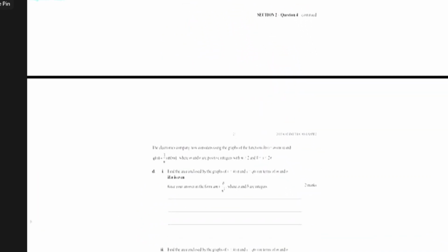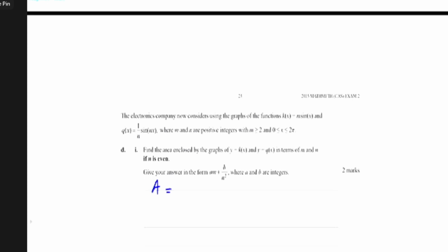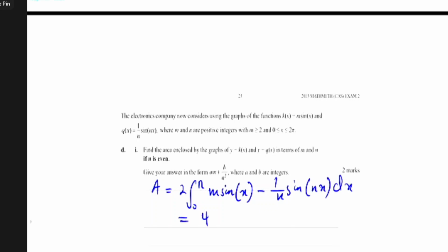So here, this one is pretty tricky. What I did was, to find the area, I just used this on the CAS. 2 times the integral from 0 to pi of m sine x, the top function, minus the bottom function, 1 on n sine nx, dx, and you get something on the CAS that looks like 4m plus 2 cos n pi over n squared plus 2 on n squared.